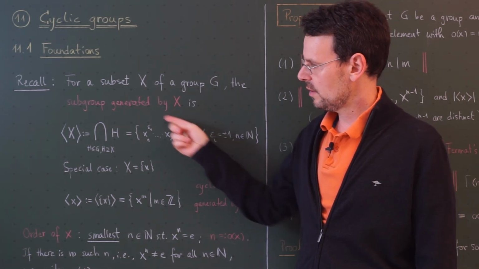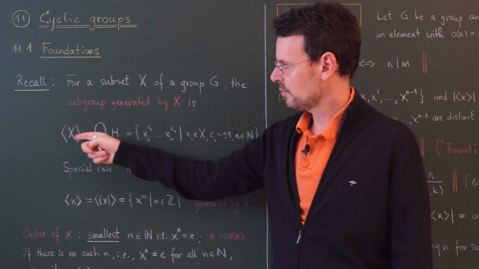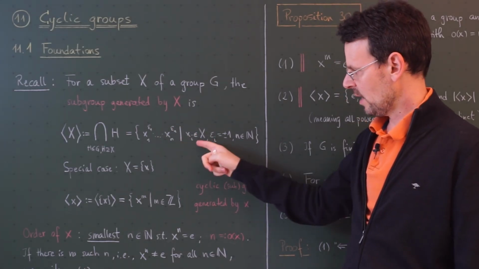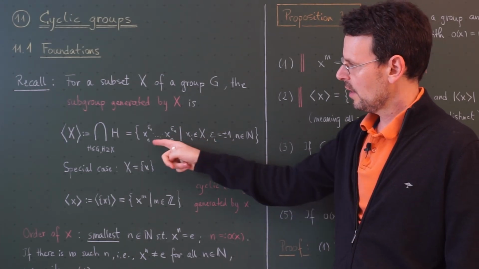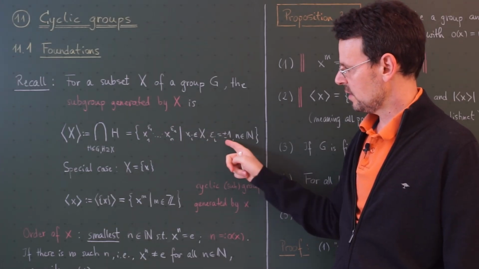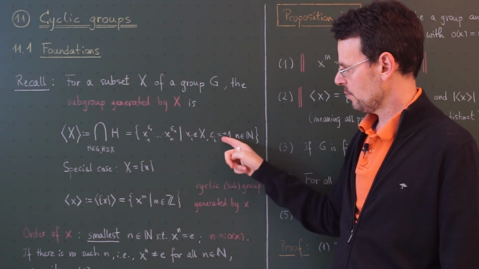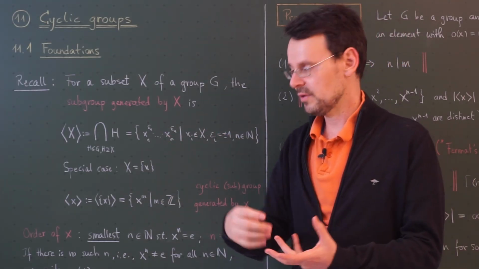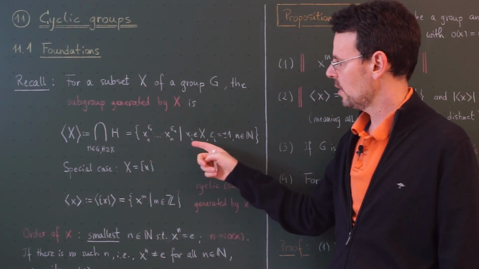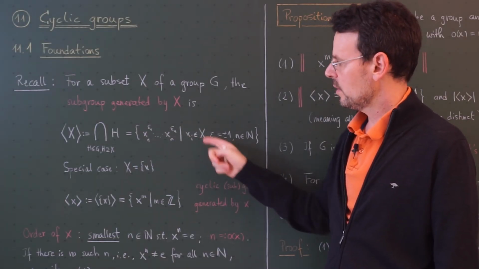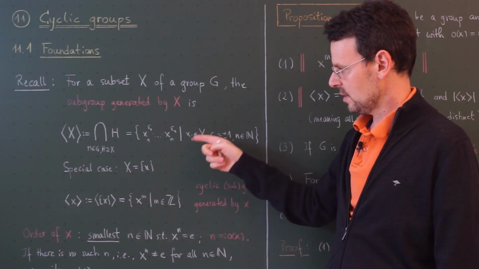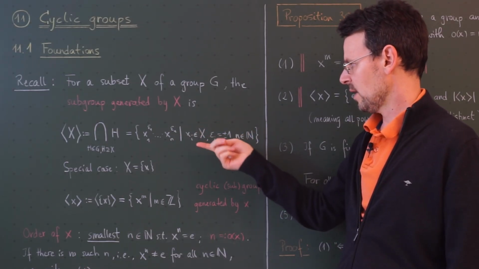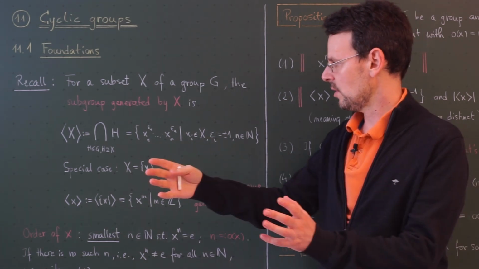We showed that the elements of this subgroup generated by X are of the following form. You take elements of X, of course. Then you take either the element itself, meaning this exponent here is 1, or you take its inverse, because you need, of course, all the inverses for it to be a subgroup. And then you take the product with another, or maybe the same element of the set X, again, xi itself or its inverse, and so on.